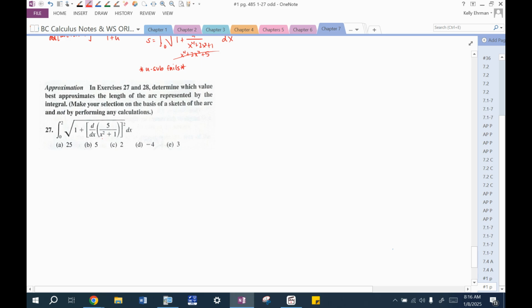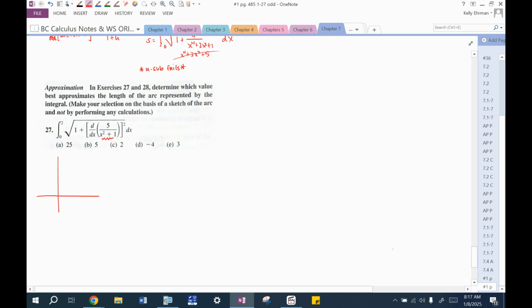Well, they're showing you the function right here, 5 over x squared plus 1. So they're showing us that function, and we're going from 0 to 2. So let's go ahead and sketch the arc. Now that I'm looking at my answer key, I sketched the derivative, but that was kind of silly. I think I should have done it this way. So let's sketch 5 over x squared plus 1. We're on 0 to 2.